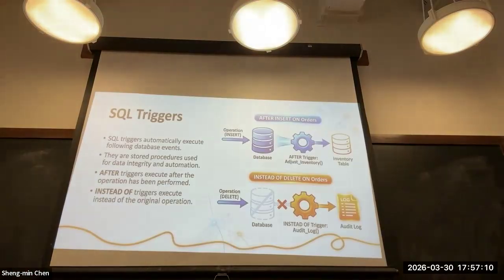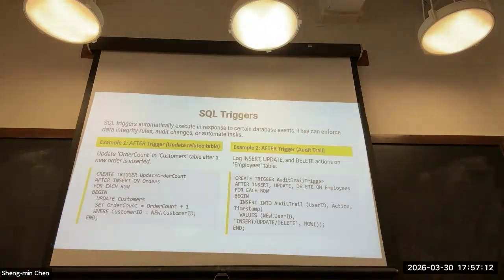Okay. So the two that I just mentioned over here, one of them is the order table, and the other one is the audit trail. So when you have time, you can take a look at it again. All right, so over here, we just look at one of the examples. Say I'm creating update order count. Okay, so I want to set this trigger to listen for when there's an insertion on the order table, right?